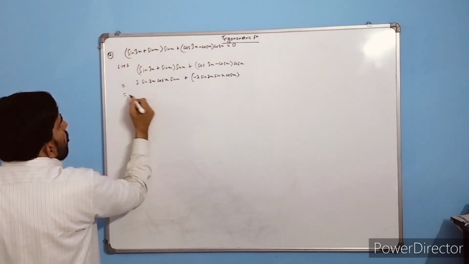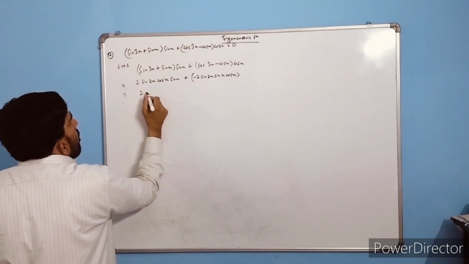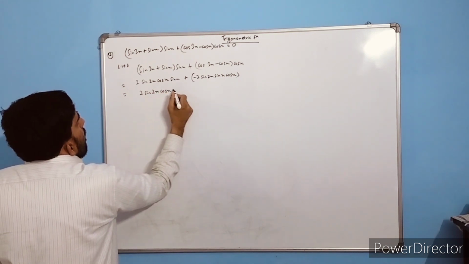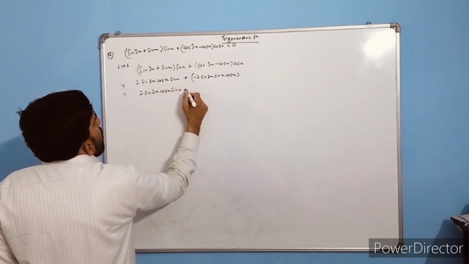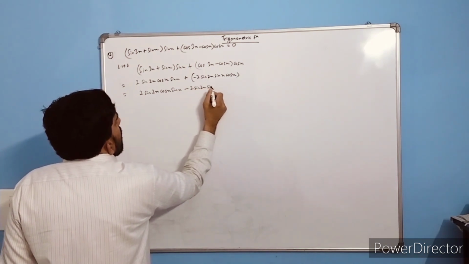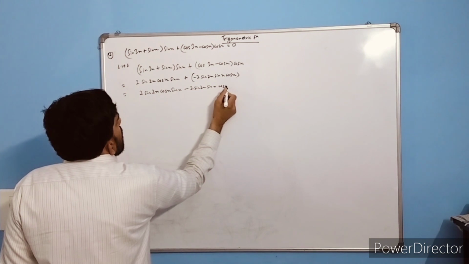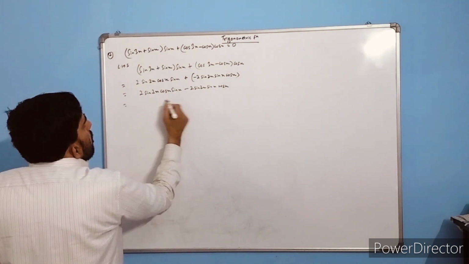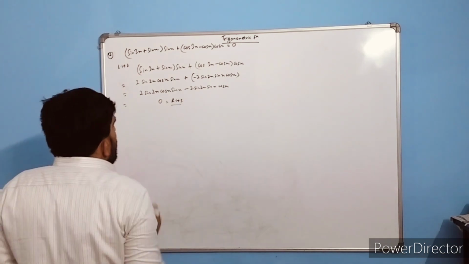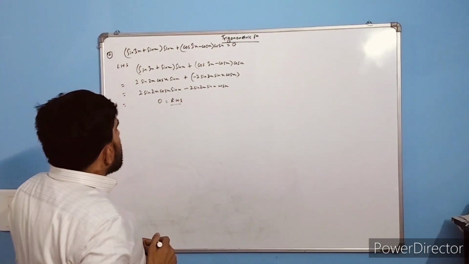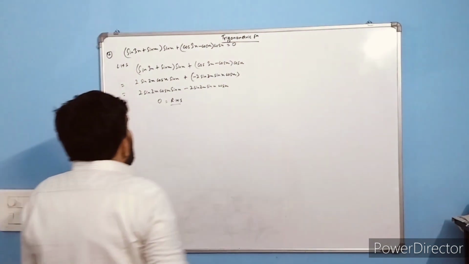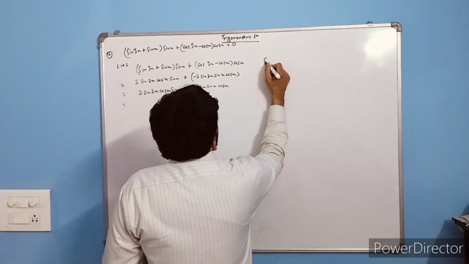So now what we will do, plus minus minus, so we will write here 2 sin 2x cos x sin x plus minus 2 sin 2x sin x cos x. So what will we get? 0. That is what we need to prove. Okay, so that is how we can easily apply the identity, and which identity I have used here, I will write here.